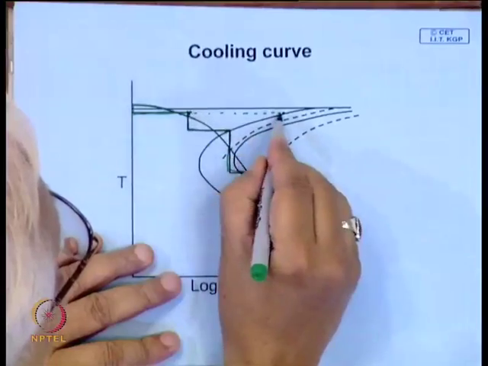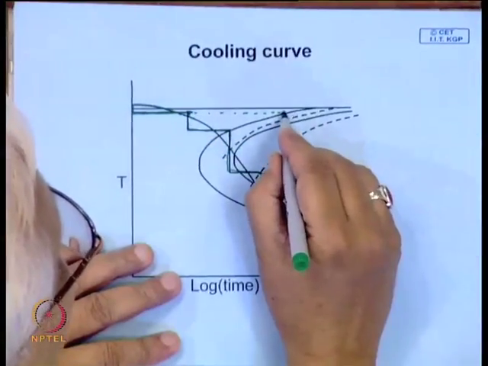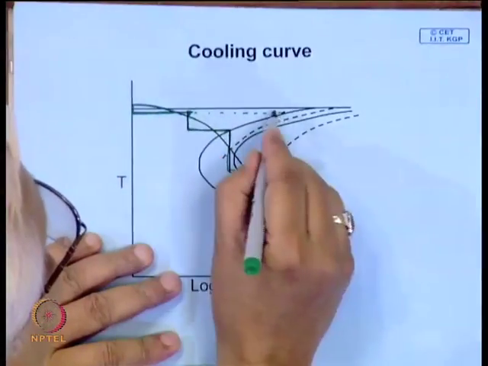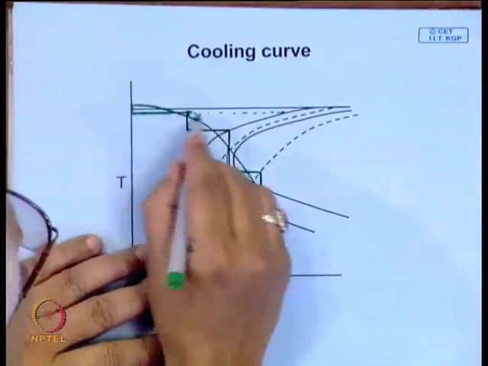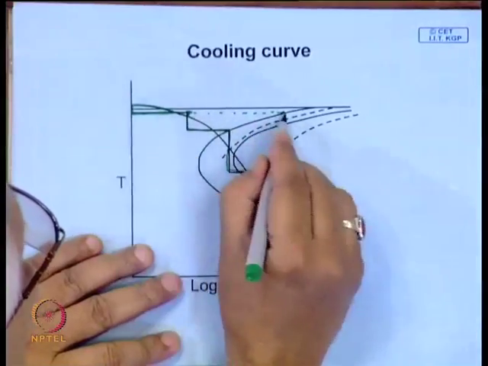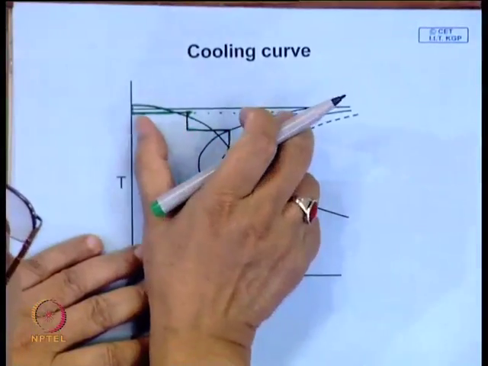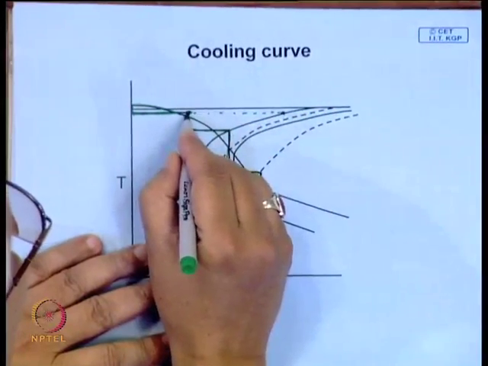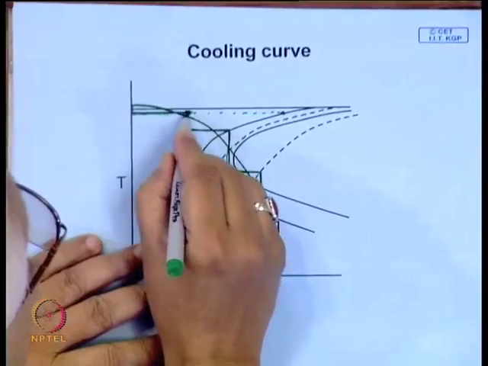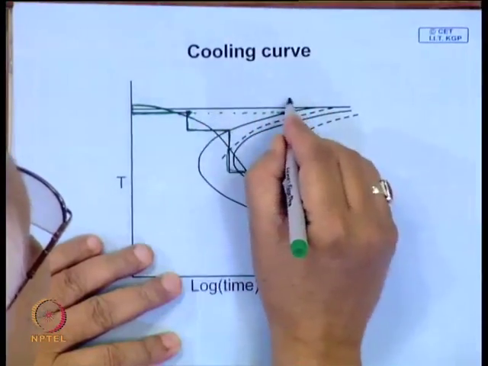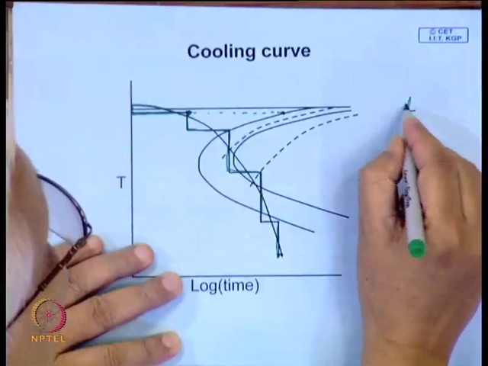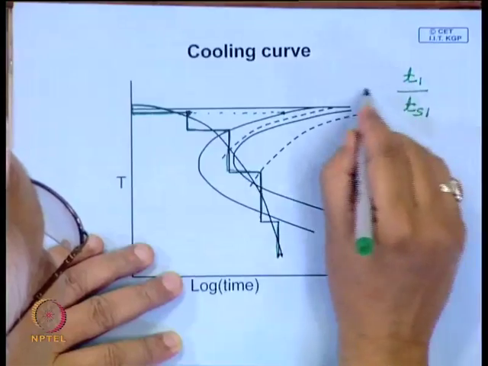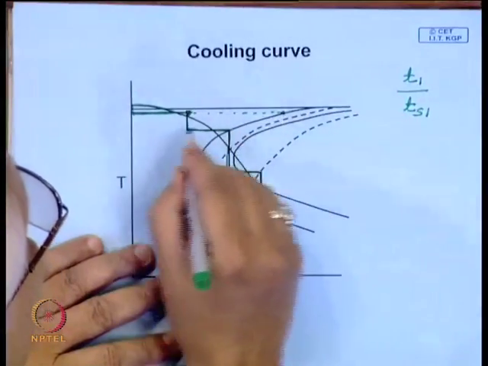So, it remains for a certain fraction of the time. A part of this transformation has taken place which is not visible, but that hold time is proportional to a part of this hold time. If you would have kept it that long, transformation would have started, but you have not kept it that long. So, say this is T s 1 and we kept it for time t 1. This is the fraction of time it had spent here.